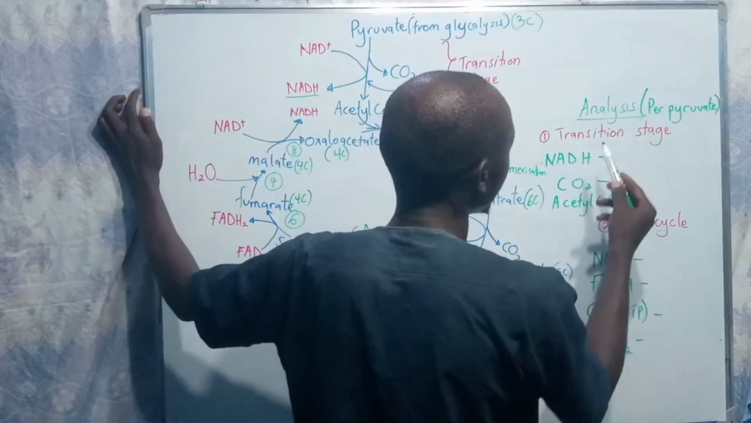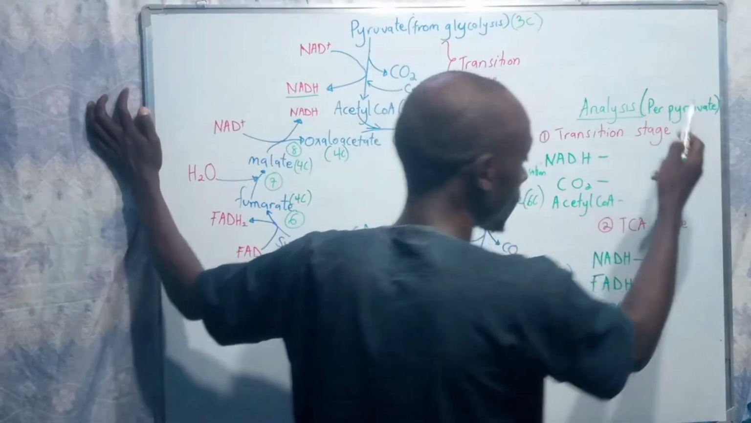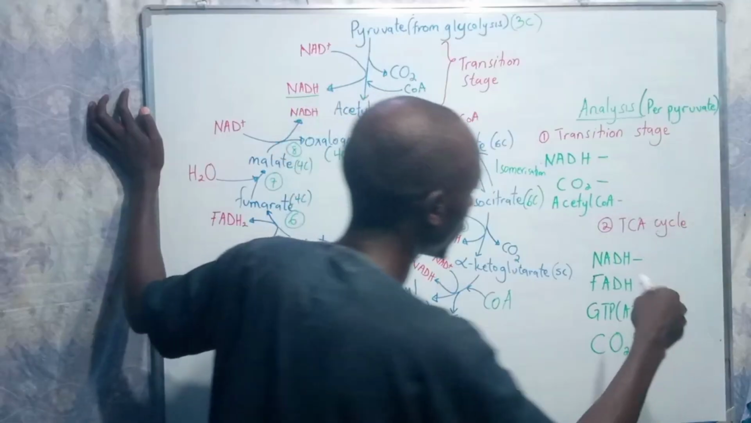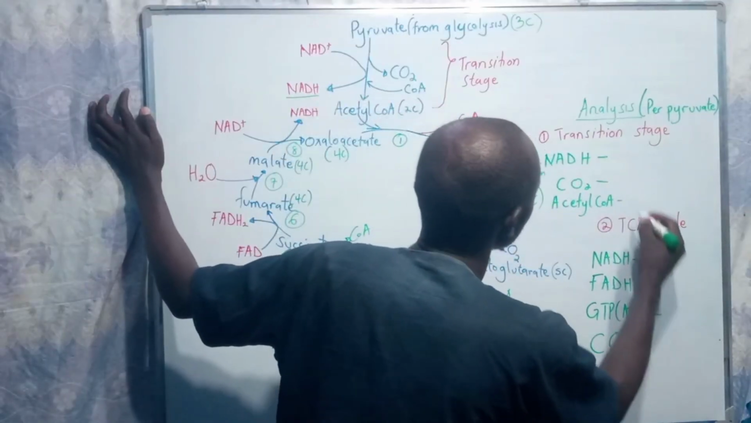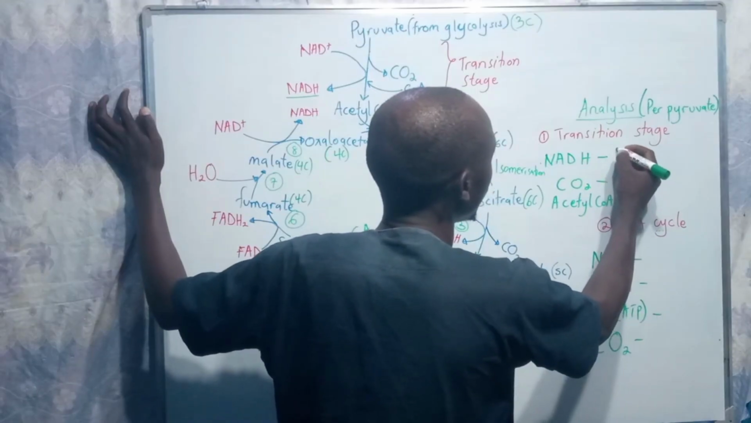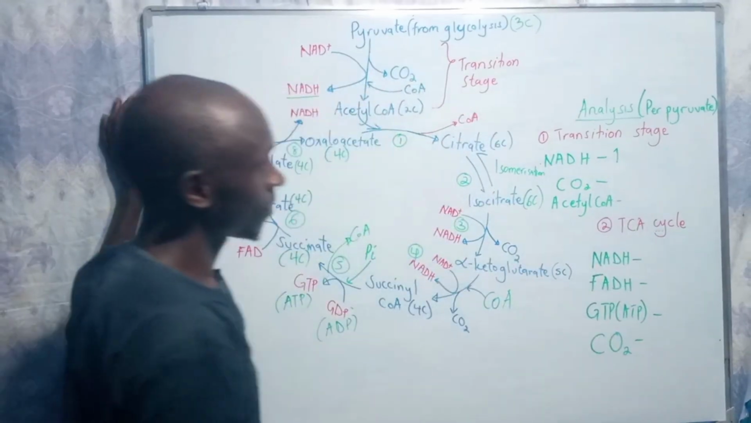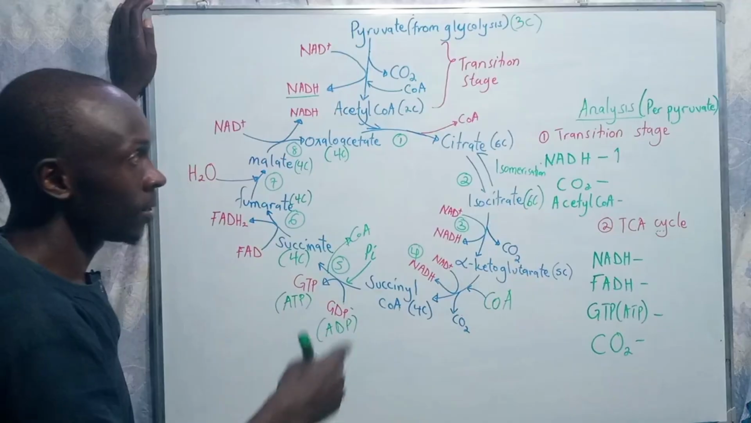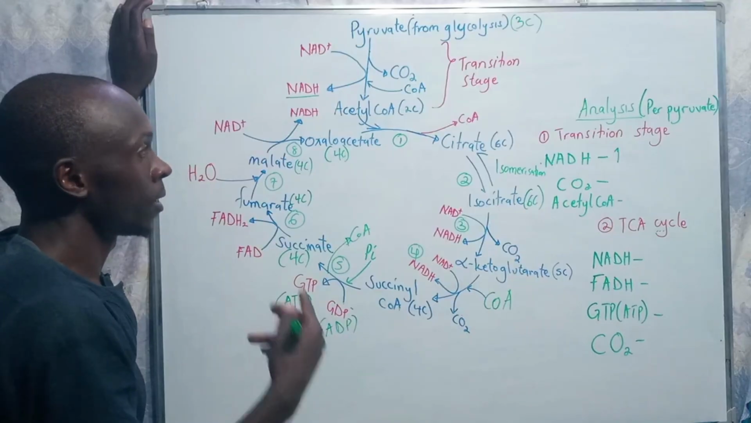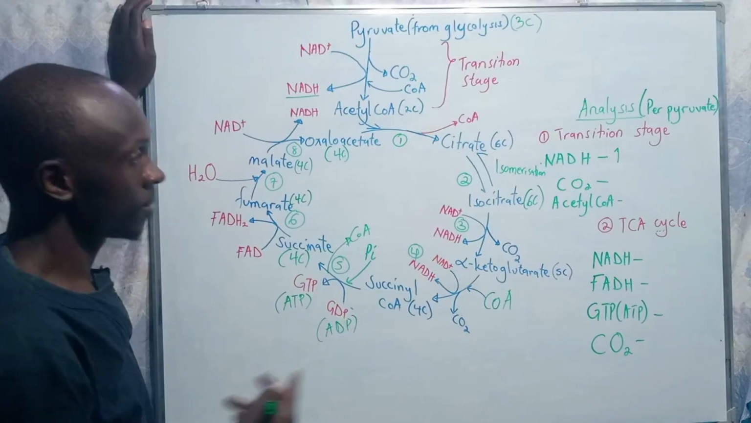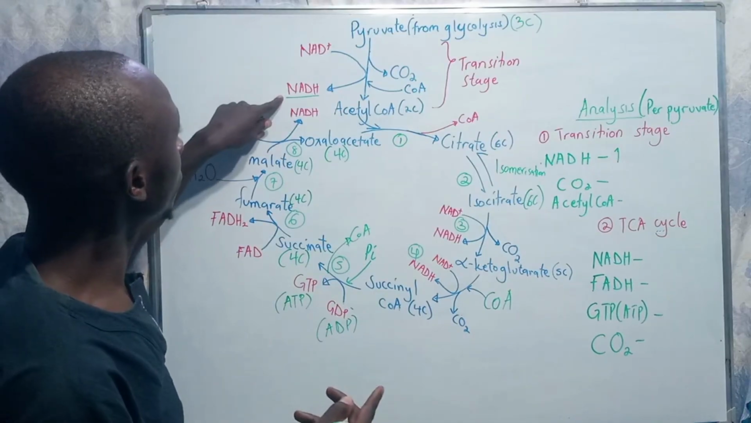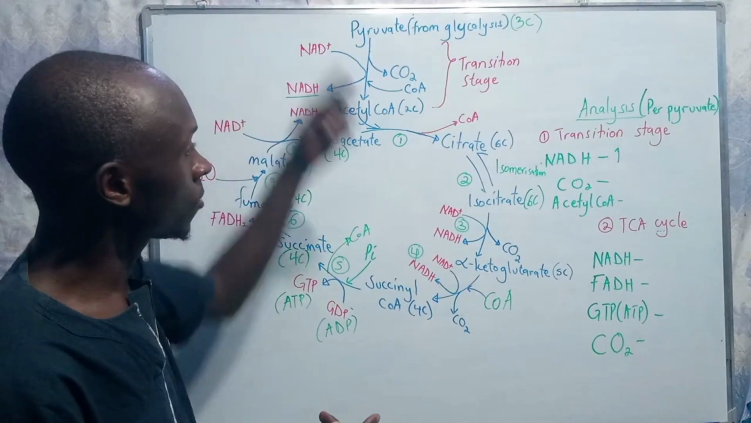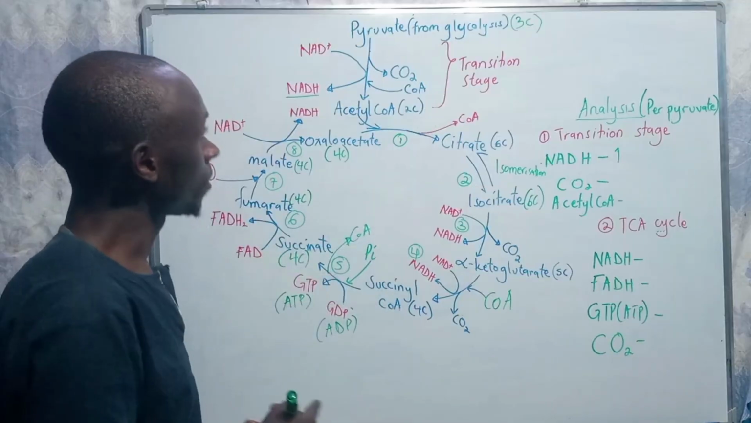So for each cycle, we said the analysis is per pyruvate. Per means one. So if there are two, then you're going to multiply by 2. In the transition stage, we're having one NAD in each pyruvate molecule. So if there are two molecules, you're going to have two reduced NAD. One molecule of reduced NAD is being formed from one single pyruvate molecule. When there are two, you're going to have two molecules of reduced NAD.